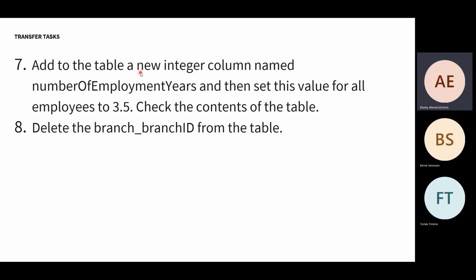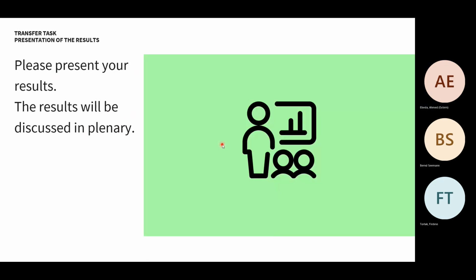Add to the table a new integer column named number of employees years, and then set the value for all employees to 3.5. Check the contents of the table. Delete the branch ID from the table. If you have any questions or problems with that, we can discuss this next time.